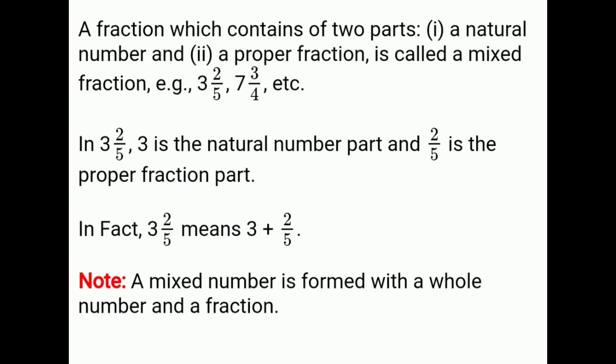A fraction which consists of two parts, a natural number and a proper fraction, is called a mixed fraction. Examples are 3 whole 2 by 5, 7 whole 3 by 4, etc. In 3 whole 2 by 5, 3 is the natural number part and 2 by 5 is the proper fraction part. In fact, 3 2 by 5 means 3 plus 2 by 5.